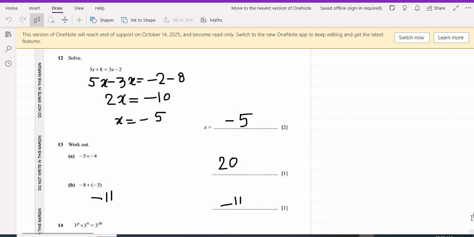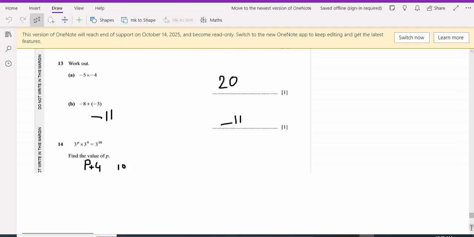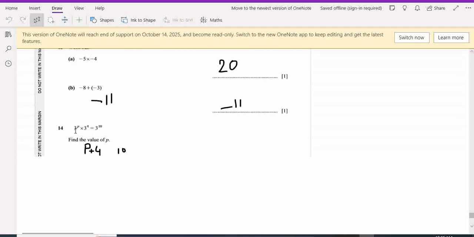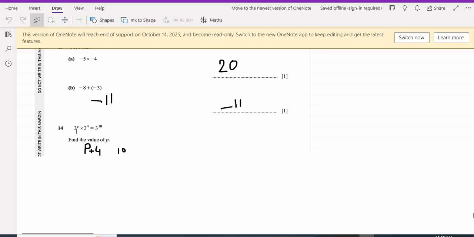So the answer is negative 11 or minus 11. Next is find the value of p here. When you multiply the same bases, the powers are added. Here the base is 3, so it will become 3 power p plus 4. So 3 power p plus 4 is equal to 3 power 10.